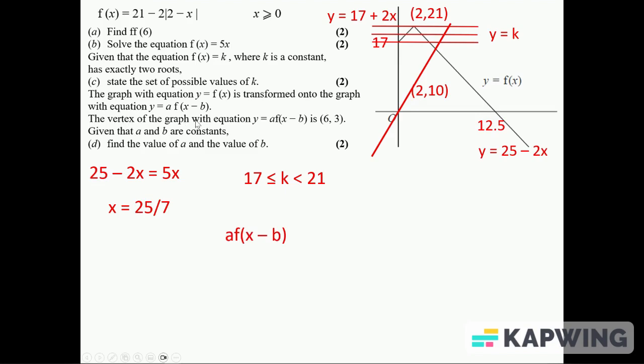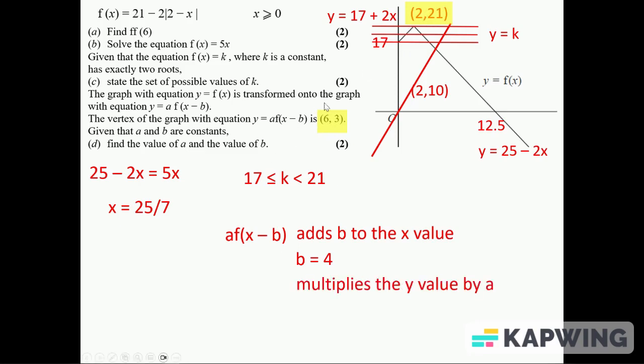And then it says the vertex of the graph, which we know is (2, 21), with equation y equals a f of x minus b is (6, 3). a and b are constants. We're going to find the value of a and b. So (2, 21) goes to (6, 3). This y equals that. Well, it adds b to the x value, x minus b. So we've gone from 2 to 6, which is adding 4. So the b must have been 4. And it multiplies the y value by a, 21 to 3. So we multiplied by 1 over 7. And there we go.